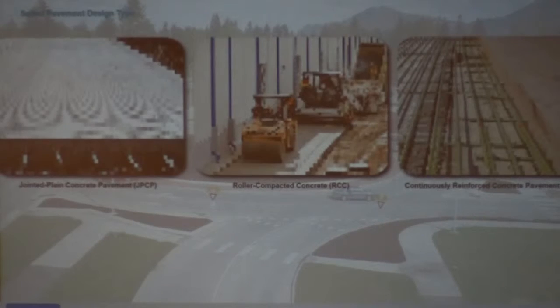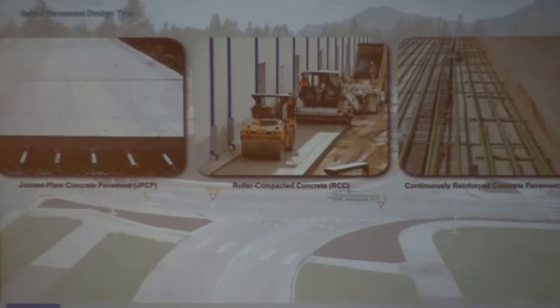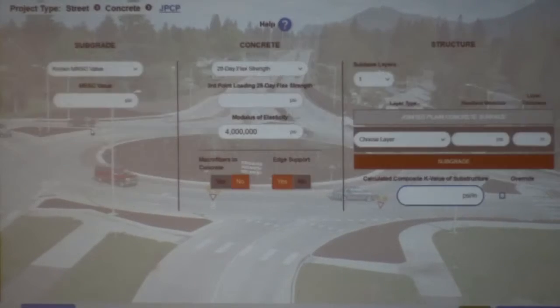Then we can move on to our pavement structure. Here we can select whether we're doing our conventional jointed plane. You can also do roller compacted concrete or continuously reinforced concrete. We're going to stick with jointed plane. You can see here we have our similar screen where we're designing our subgrade first, then our concrete materials, and then our structural layers in between our surface concrete and our subgrade.